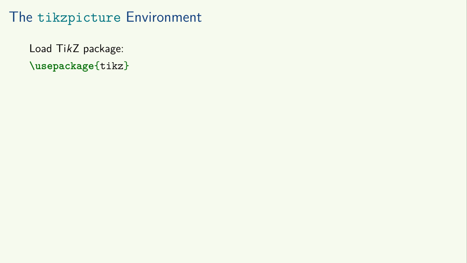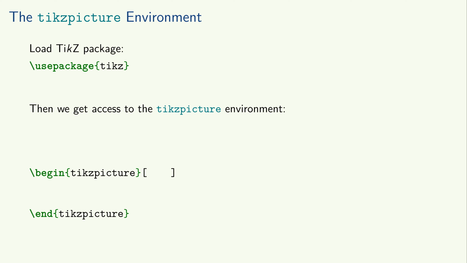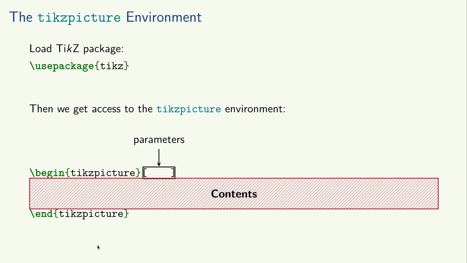First, we want to load the TikZ package. And doing so gives us access to this tikzpicture environment. So environment, that was this begin end thing. Now that we have a tikzpicture environment, let's look at what goes into this and this. Here we have some parameters, and here we have the contents. So this is where we draw.